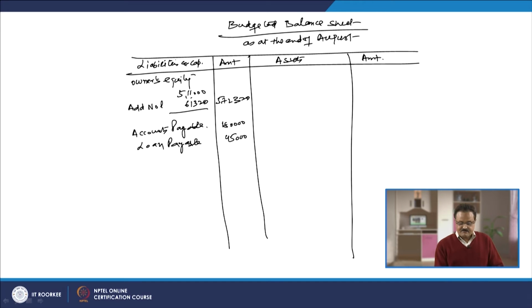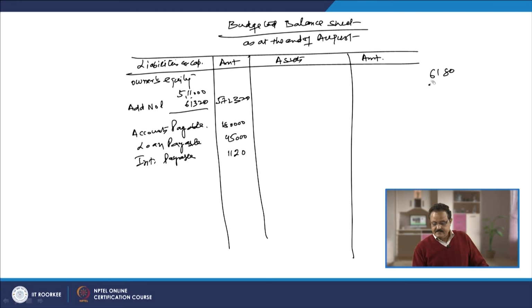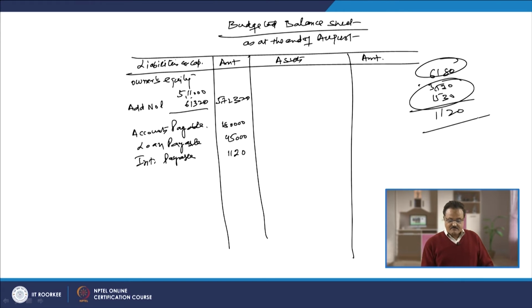Now, we will calculate the interest payable. How much interest is payable? Interest payable is 1120. How much have we paid? Total interest due was how much? 6180. How much have we paid? We have paid one figure of 3530 and a second figure of 1530. So, these two amounts we have paid, and this much was due. So, the balance is how much? 1120 is the balance which is still due, we have put it here, that is 1120 is the interest payable.